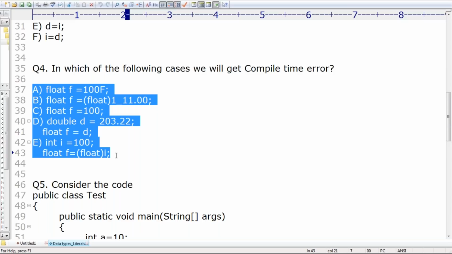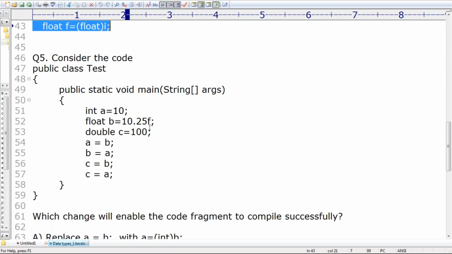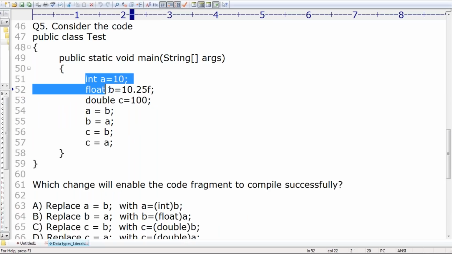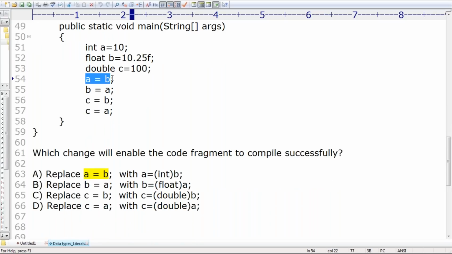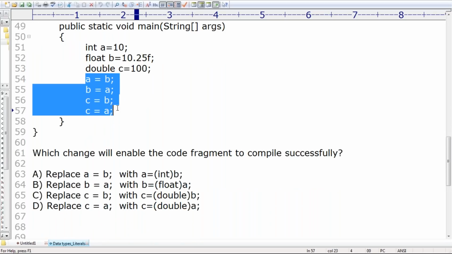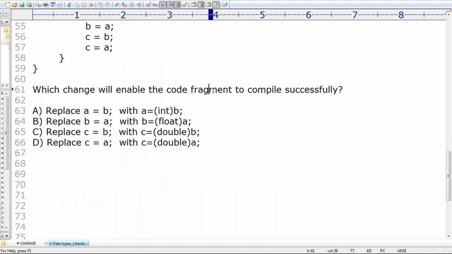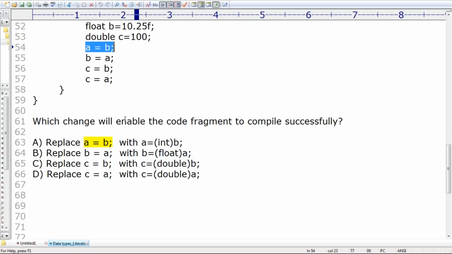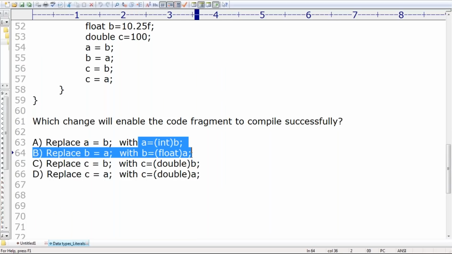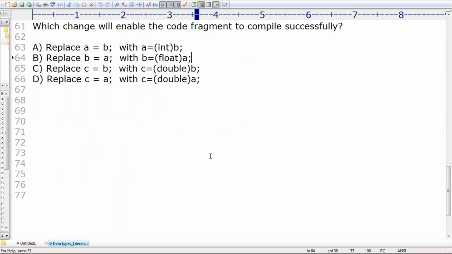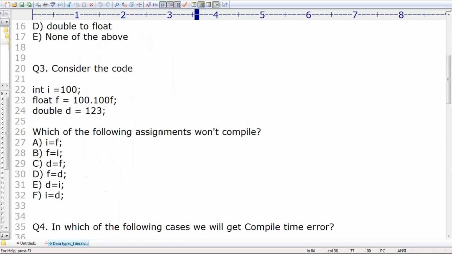That's all. These are just possible questions I'm showing, sir. Have you observed? It is also something like int type, float type, double type. I'm trying a = b, b = a, c = b, c = a. Which change will enable the code fragment to compile successfully? Can I replace a = b with something using explicit typecasting or not? These are the only possibilities to ask a question for the exam.